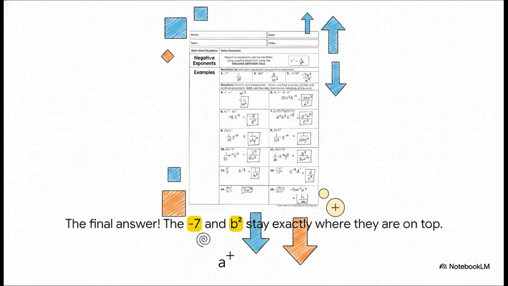That's our final answer. The -7 and the b squared stayed up top. The a to the third moved to the bottom. Everything's got a positive exponent now, which means our job is done. The big takeaway here is only move the specific base that the negative exponent is directly touching.